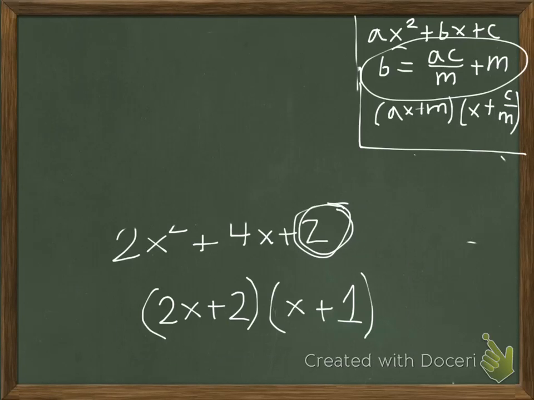So all we did, remember, was we let b equal ac over m plus m, where m is some number, and it says that the factored form of our quadratic is ax plus m times x plus c over m. So that's an introduction to factoring quadratics where the a term isn't 1.